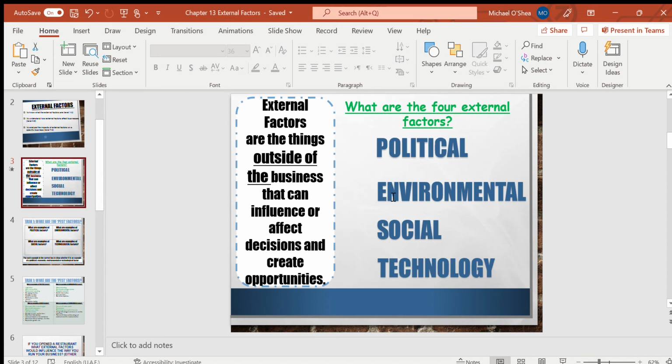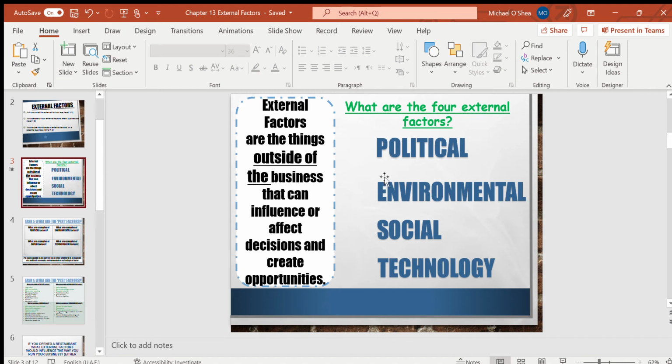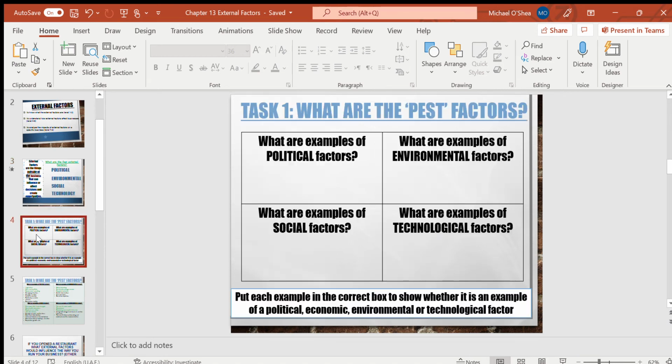The four that we look at for the IGCSE are political, environmental, social, and technological or technology. These are the four external factors. So these are things outside the business that can influence, affect our decisions, or create opportunities, or just change the way in which we run our business. So we call them PEST factors. Why PEST? P for political, E for environmental, S for social, T for technology. So these are the PEST, P-E-S-T, often called PEST factors.